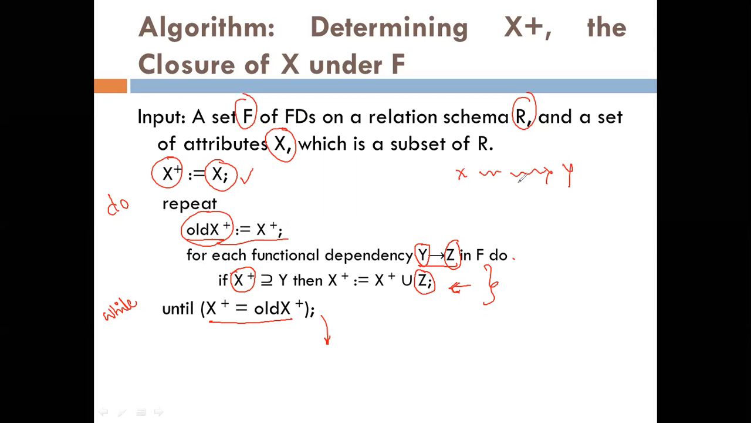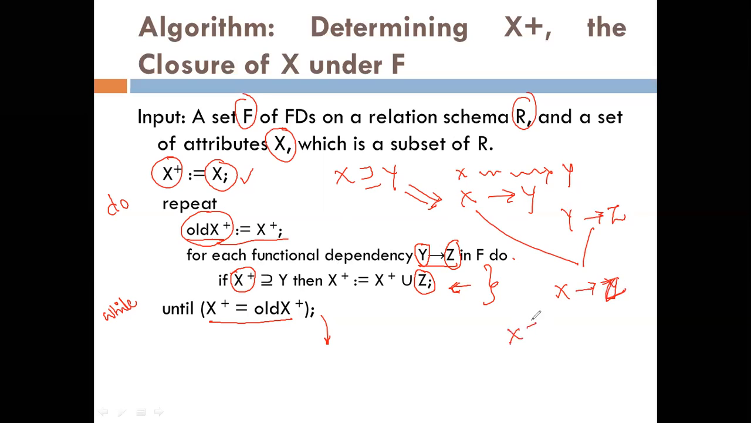Yesterday we studied that if Y is a subset of X, then X determines Y. So if X contains Y, or Y is a subset of X, then we can imply based on the rule that X determines Y. Similarly here, if Y is being determined by X and Y is determining Z, the transitive property says that based on these two rules we can deduce that X determines Z. If X determines Z, it indicates that in the X plus we have to add Z. So that's why here it is X plus union Z. So this is a very simple algorithm to find the closure of X under F.